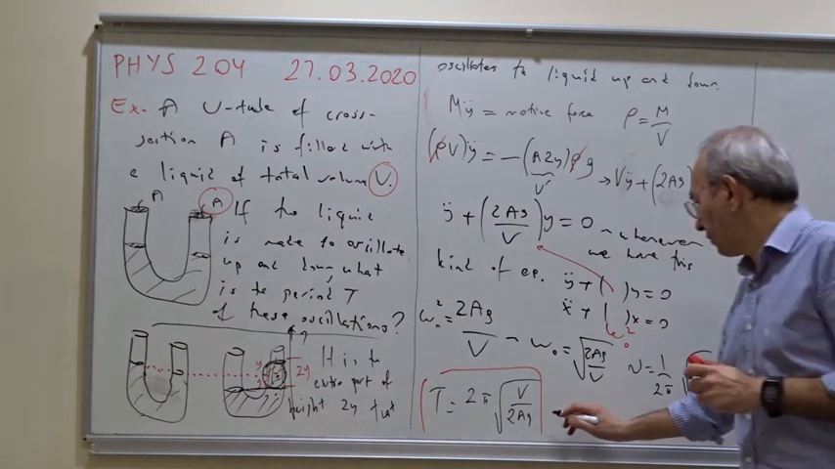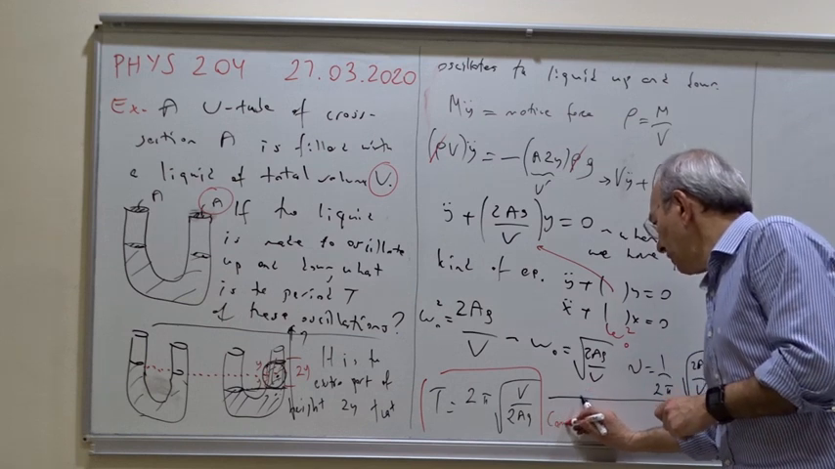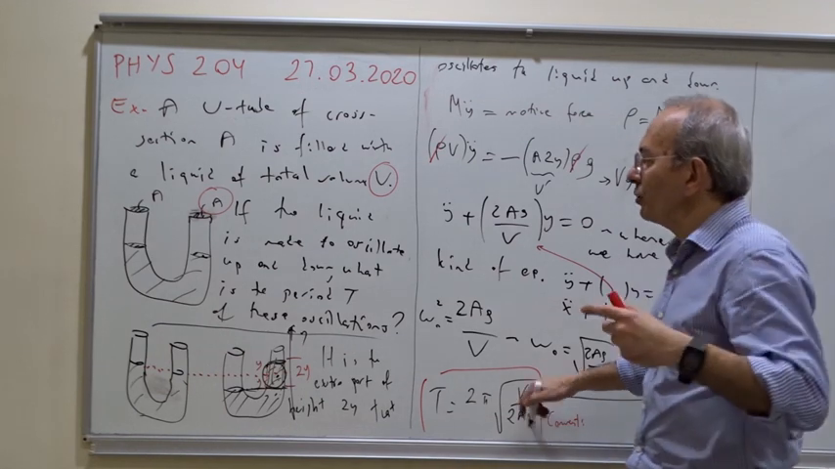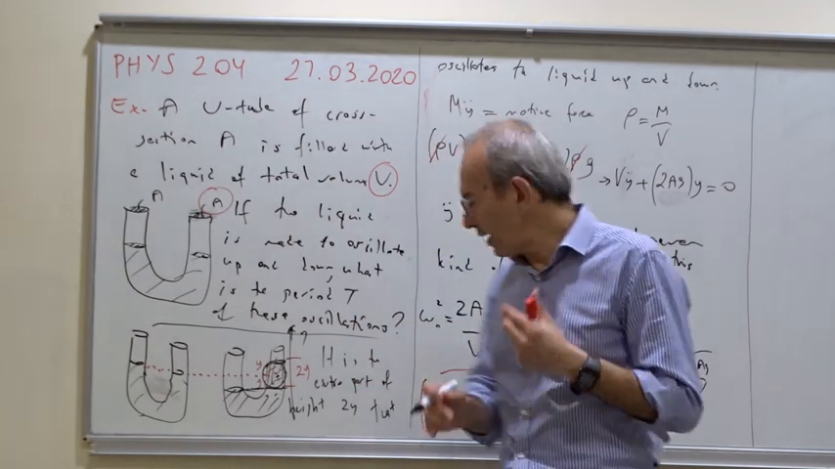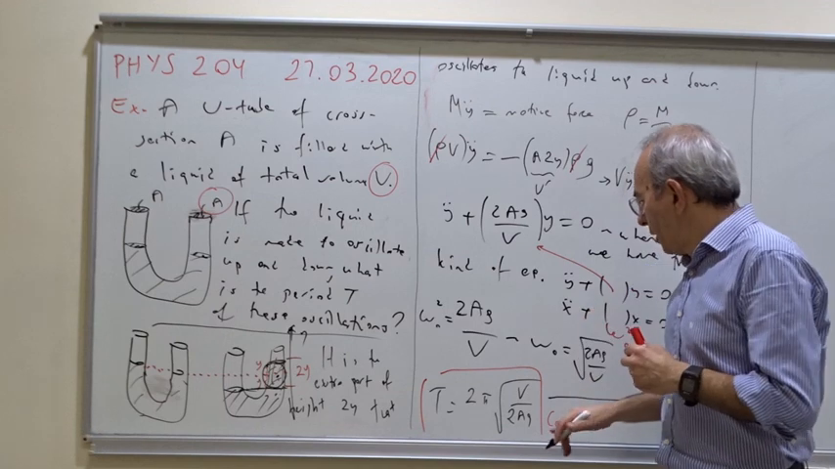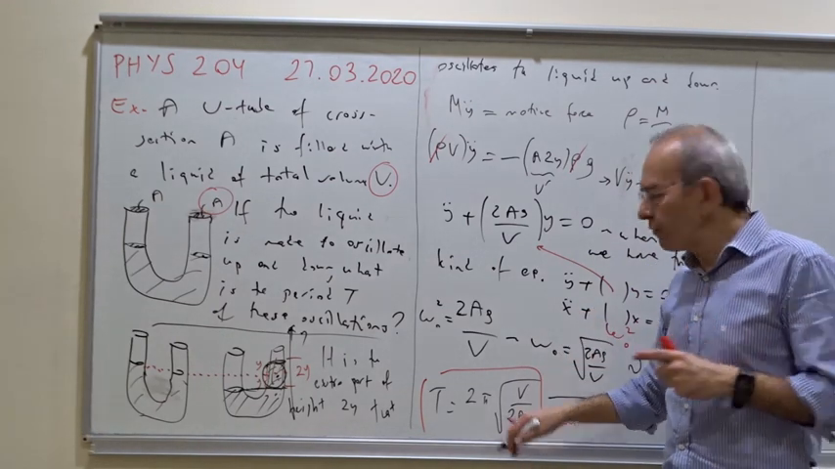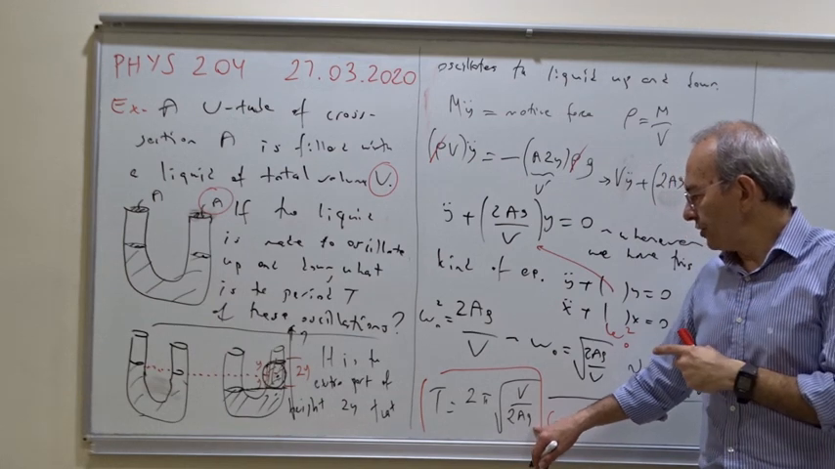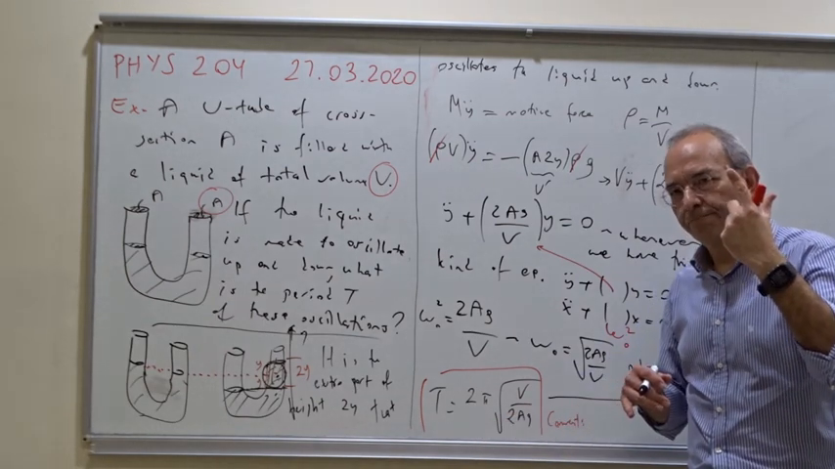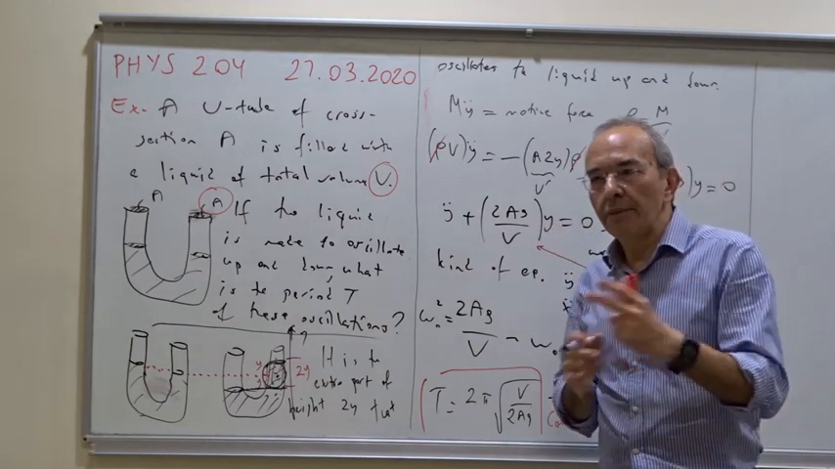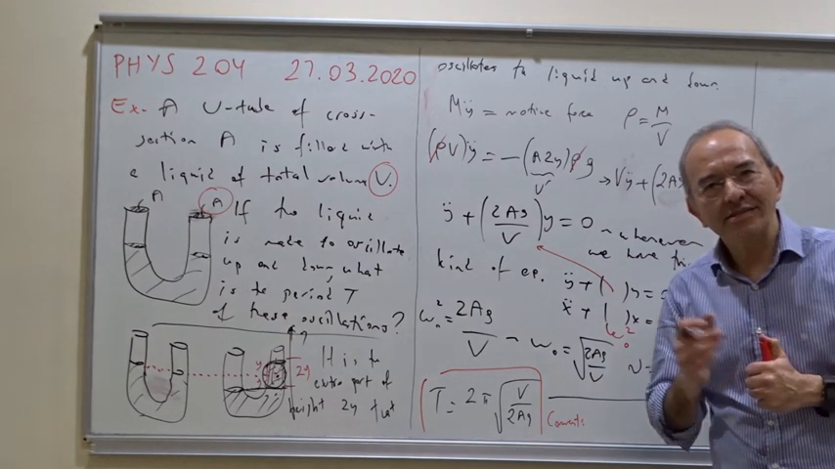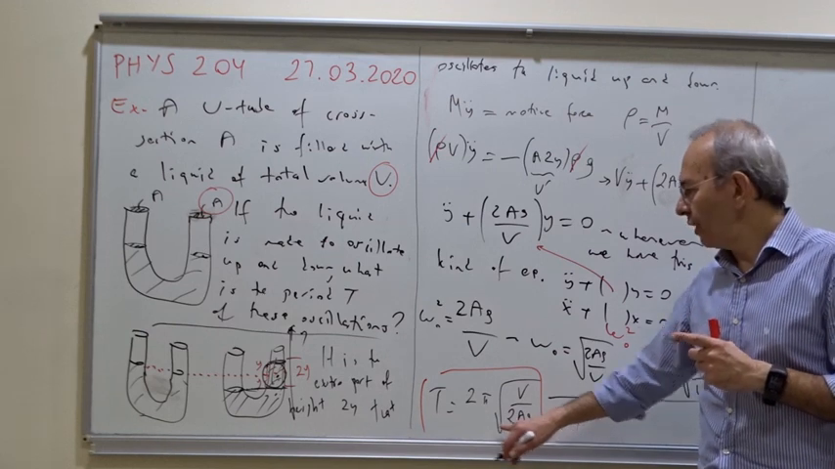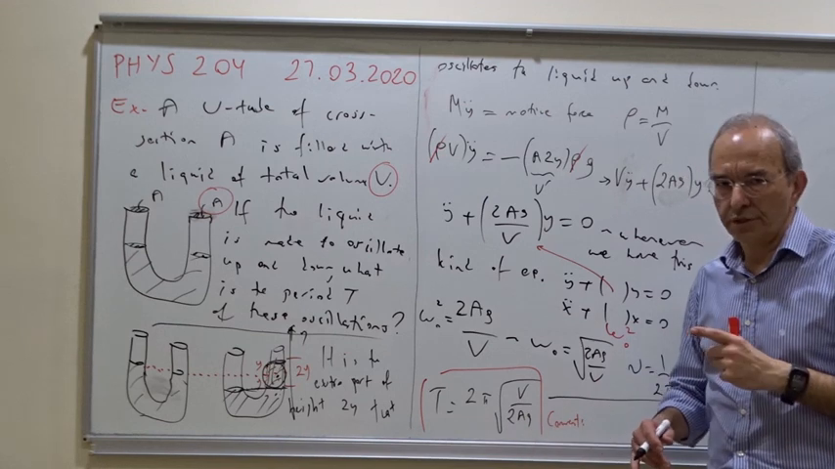Now we can make a short comment here. As the volume gets larger, if you put a larger volume of liquid in this tube, it takes more time to complete the period. g we cannot change, but maybe if you do this experiment on the moon, where g is about 1/6 of the gravitational acceleration on the Earth, then the period there will be longer.